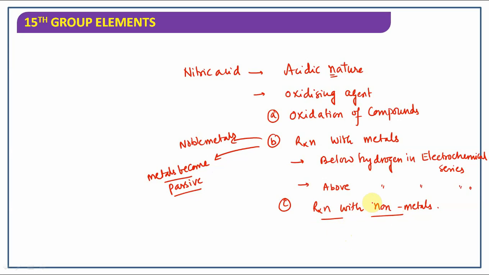Please revise it. It's a very important topic for both PU as well as CBSE boards as well as for competitive exams. Of course, for class 12 from CBSE, they have removed this chapter, the group 15 elements. Is it clear? But for competitive it is there. No need to worry about it.